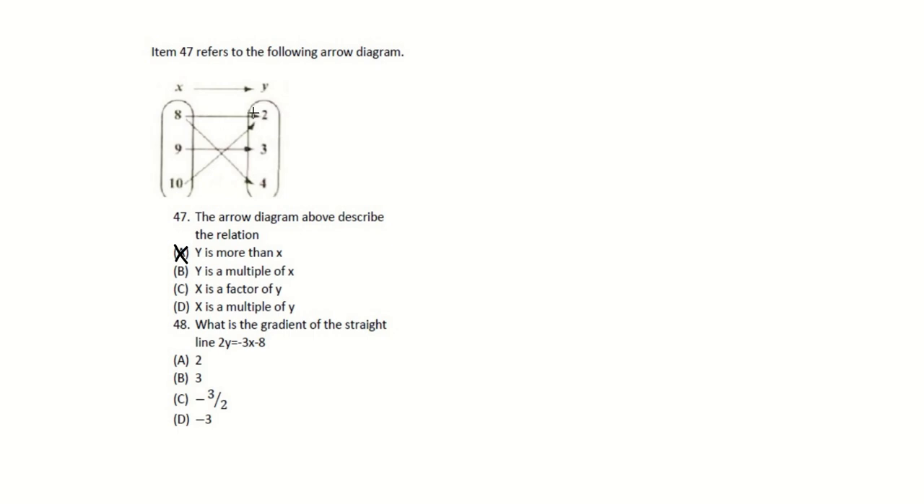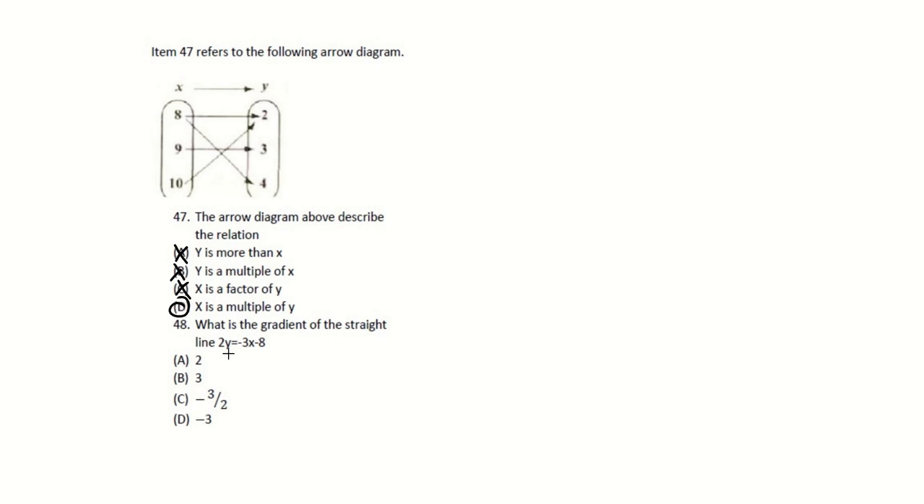Y is a multiple of X. If we multiply X by values, would we get Y? No. X is a factor of Y. No, these values cannot go into Y exactly. And X is a multiple of Y. Yes, when we multiply Y by certain values, we are getting X. So the answer is D.